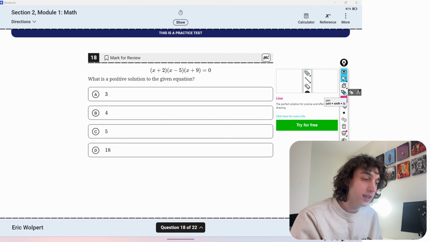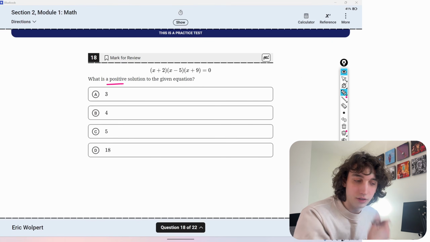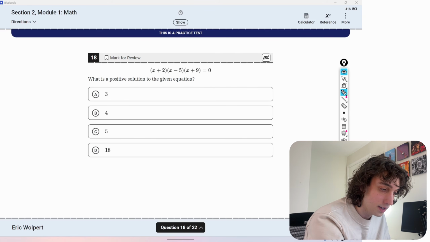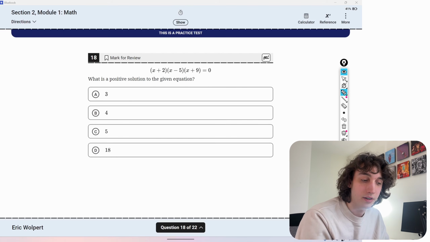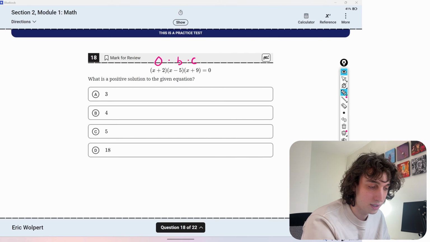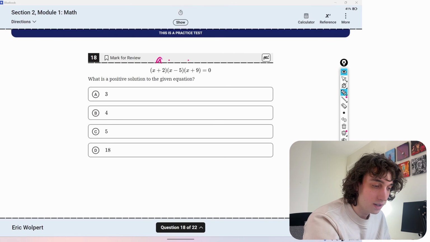Question 18, what is a positive solution to the given equation? The reason the SAT specifies positive solution is because there are multiple solutions to this equation, and we're only supposed to pick the positive one. The way we should think about this is these are 3 numbers multiplied together. The only way for 3 numbers multiplied together to give us 0 is if one of those numbers is 0. So this could be 0 times we don't care what the other 2 are. This could be 0 times we don't care what the other 2 are, or this could be 0.